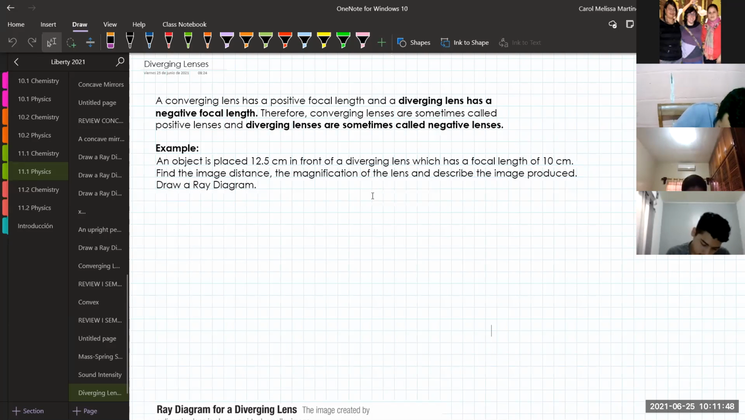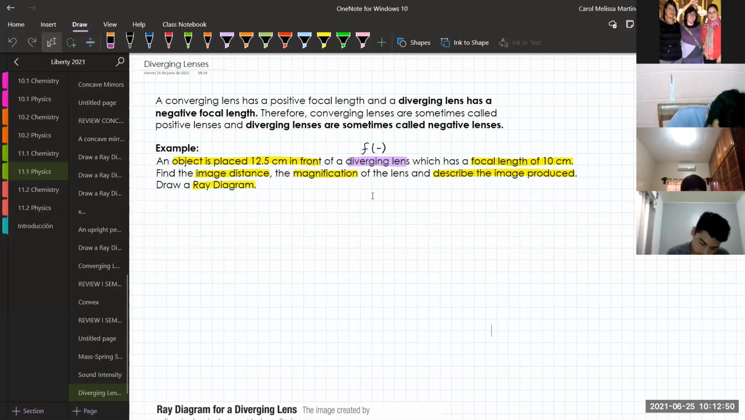And let's begin. So the first step that I recommend is that you highlight the givens. The first given is an object is placed 12.5 centimeters in front. So the first data provided is the position of the object, that is 12.5 centimeters in front of the diverging lens. Now, because it's a diverging lens, you know that the focal length is going to be negative. The focal length is 10 centimeters. That's the other data that is provided. Now, the problem says that you have to find the image distance, the magnification, and that you have to describe the image that is produced. Also, you have to draw a ray diagram for this.